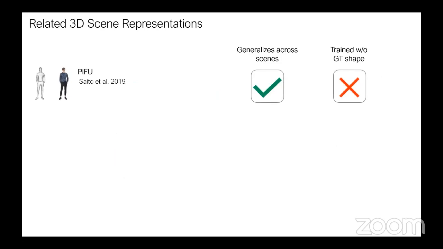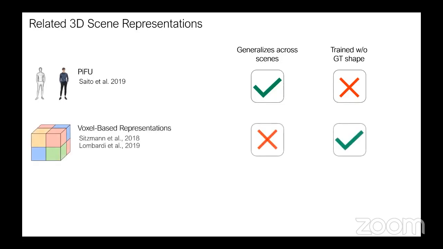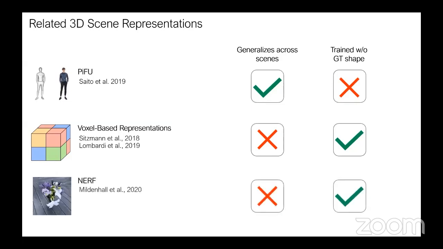Let's talk about a few related 3D scene representations. First, there's PIFu, proposed by Saito et al. in 2019, which generalizes across scenes for single-shot reconstruction, but requires ground truth shape information at training time. Next, there's voxel-based representations, such as DeepVoxels or Neural Volumes, which do not require ground truth shape information, but do not generalize across scenes either, requiring overfitting on a large number of observations of a single scene. The same is true for the recently proposed NeRF, which requires overfitting on a large number of observations of a single scene and does not generalize.